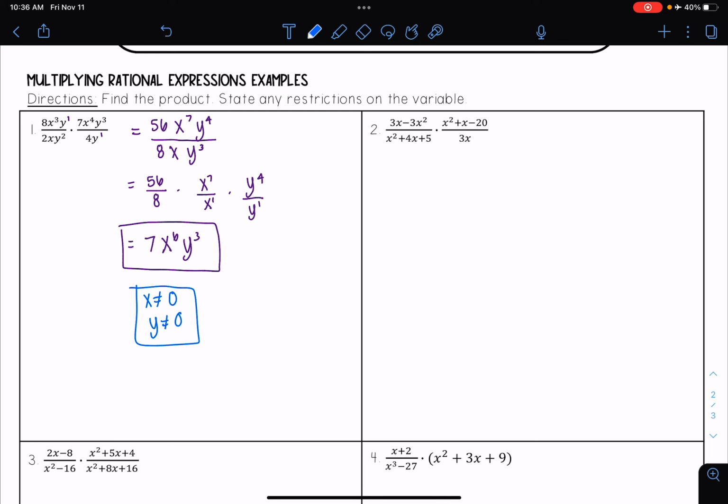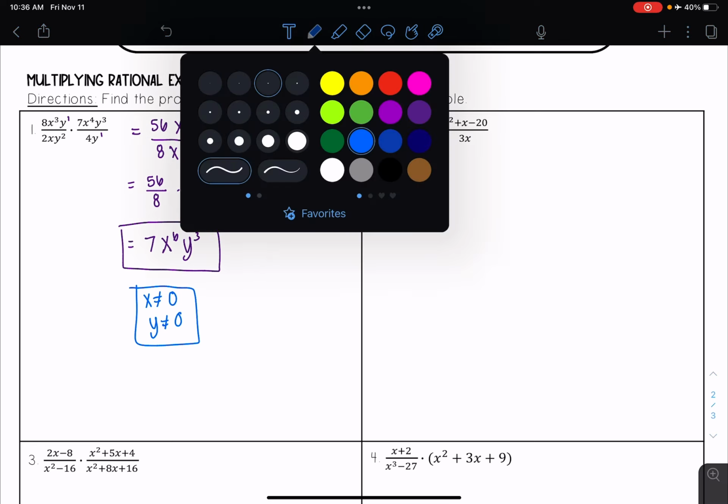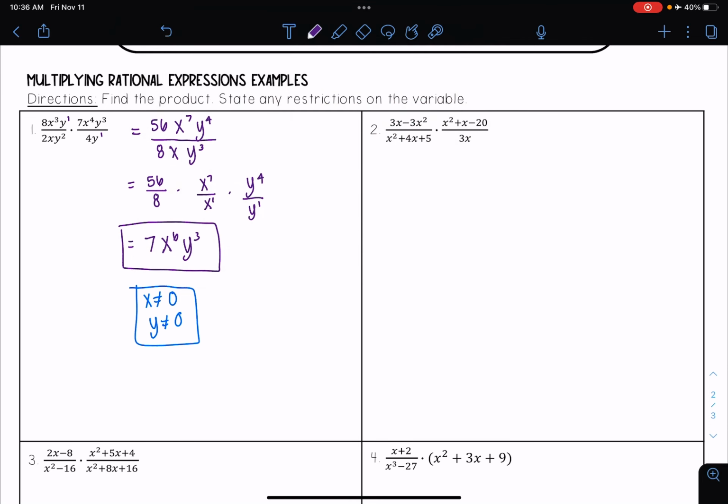Okay, let's look at this next one. Here I have 3x minus 3x squared over x squared plus 4x plus 5 times x squared plus x minus 20 over 3x. Before you go ahead and multiply across, which is going to be a lot of work, I would recommend factoring first.